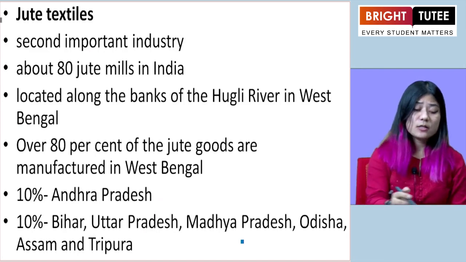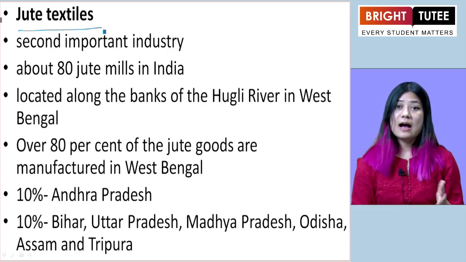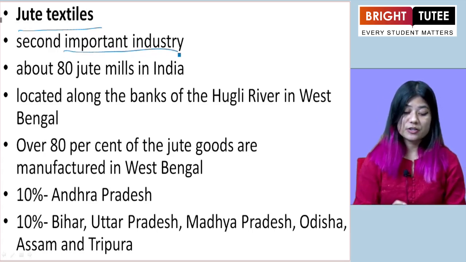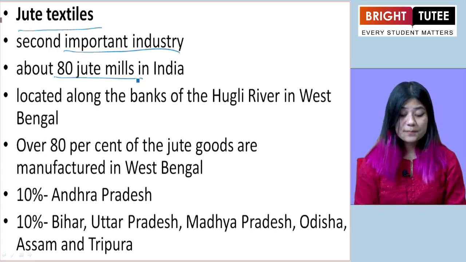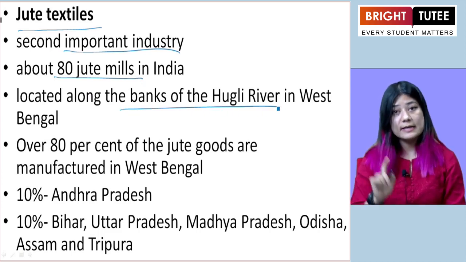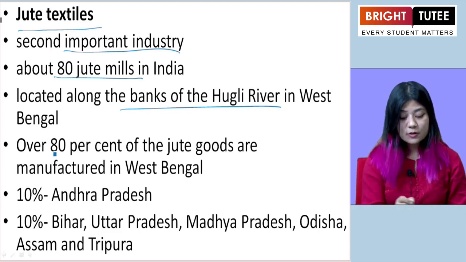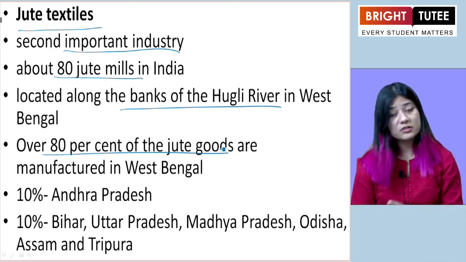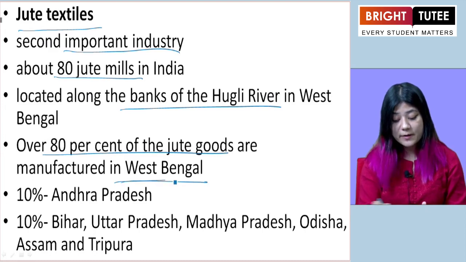Now next, let's look at jute textiles. Jute textile industries are the second important industry. There are about 80 jute mills in our country, and most of them are located on the banks of the River Hooghly in the state of West Bengal. Over 80% of the jute goods manufactured in our country come from the state of West Bengal.